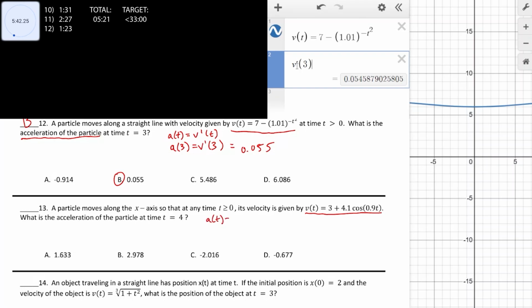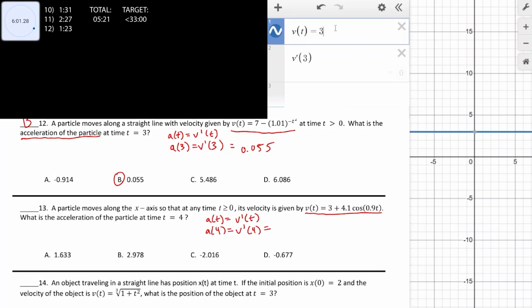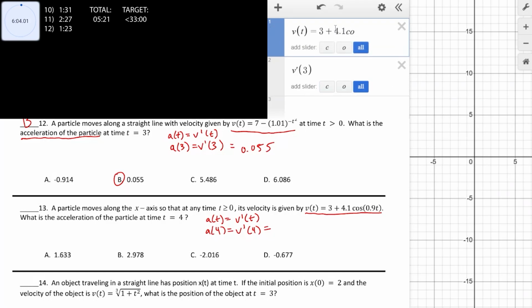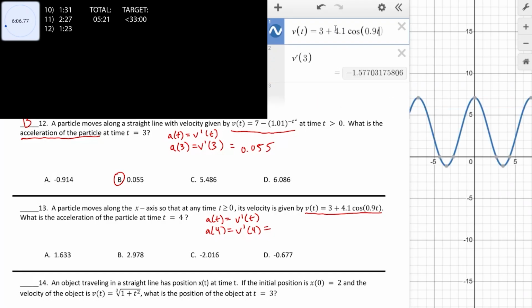The acceleration here, again, is just the derivative of velocity. So if we want the acceleration at time 4, we're going to want the derivative of velocity evaluated at 4. Same basic process here, just a different function. So I'm going to type 3 plus 4.1 times the cosine of 0.9t as my v of t. And here I'm looking for the acceleration at time 4. So I'm going to type v prime 4, and that's going to give me 1.632. I guess that would round up to 1.633. So our answer is A.